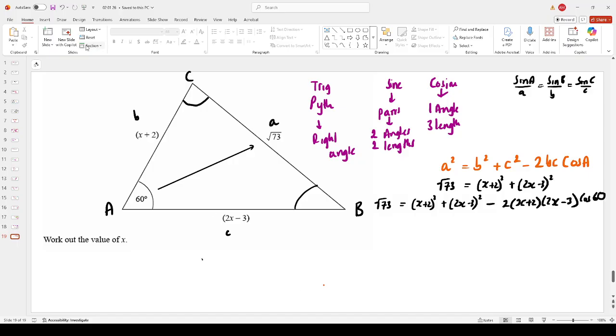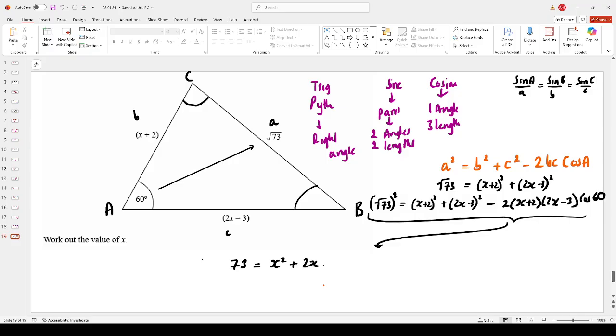Oh, sorry. I should have written root 73 squared. Sorry, that's what I should have written. Okay, everyone happy with the labeling? Okay, so now this layer, I'm just going to write it here. So it's going to be 73 equals x squared plus 2x plus 4. Who's happy with that?